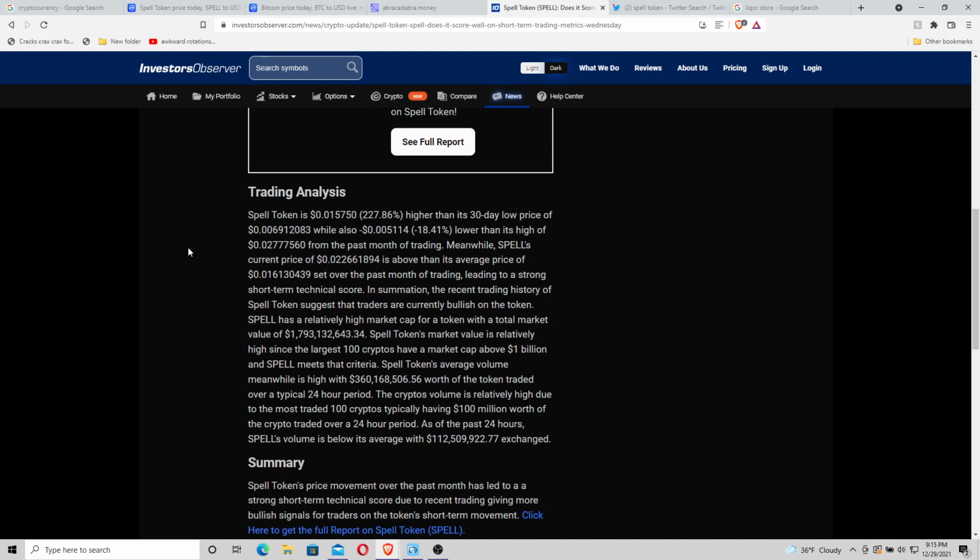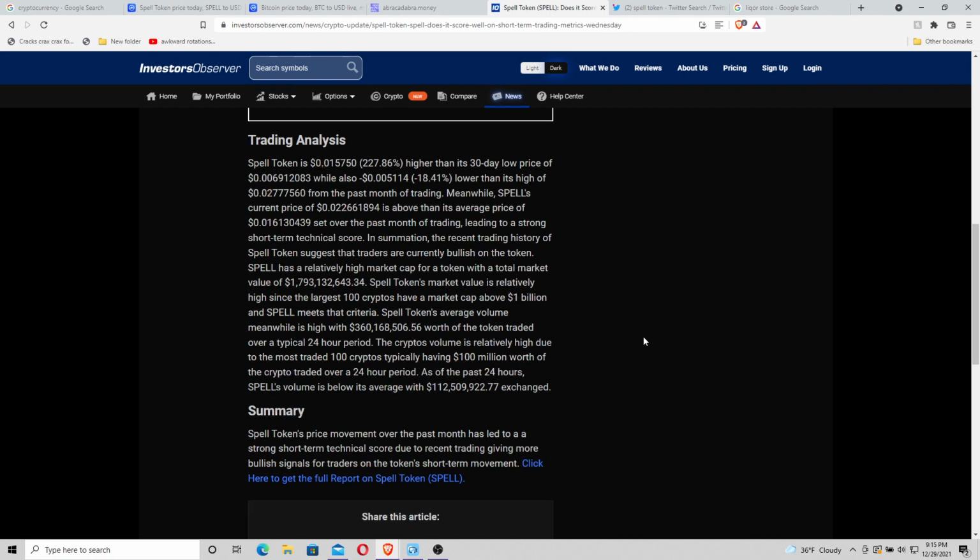The trading analysis goes as follows, saying that Spelltoken is 0.015750, which is 227.86% higher than its 30-day low price of 0.006912, while also 0.005114, which is negative 18.41% lower than its high of, of course, 2 cents and 77% of a penny from the past month of trading. Meanwhile, Spell's current price of 2 pennies and 20% of a penny is above its average price of a penny and 60% of a penny set over the past month of trading, leading to a strong short-term technical score. In summation, the recent trading history of Spelltoken suggests the traders are currently bullish on the token.